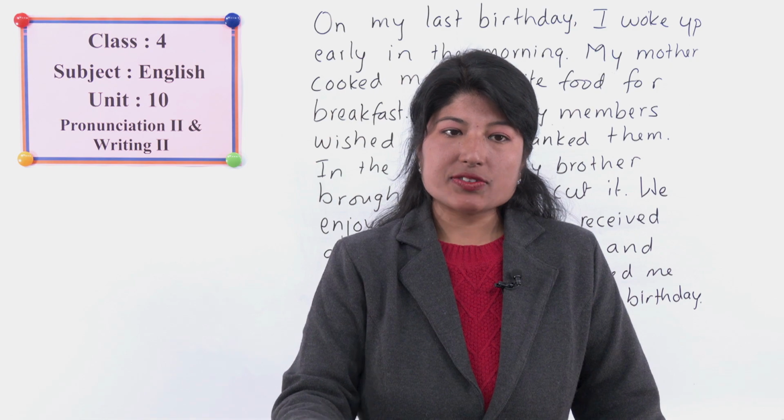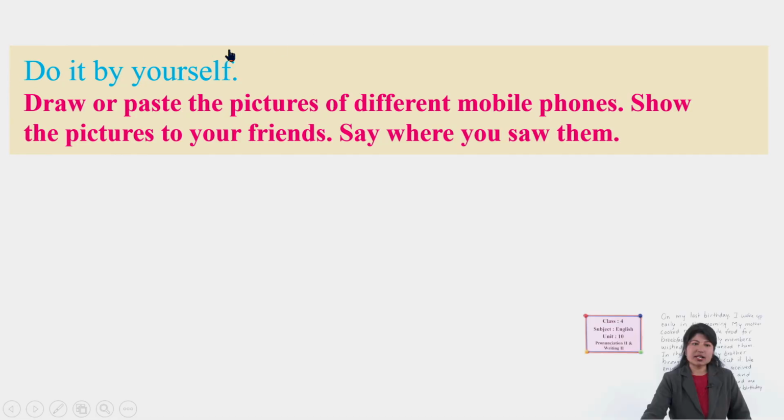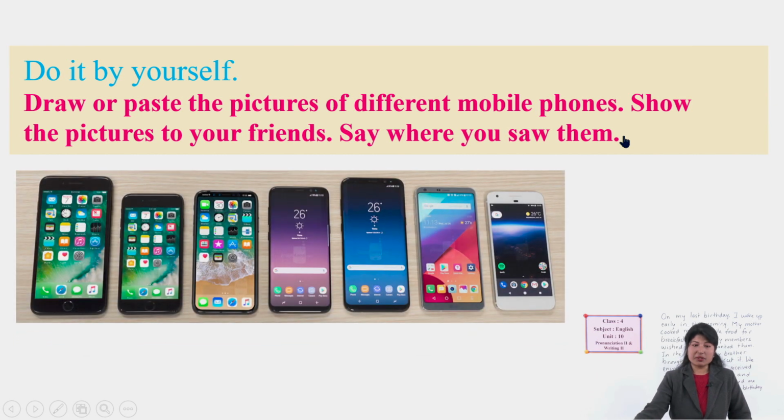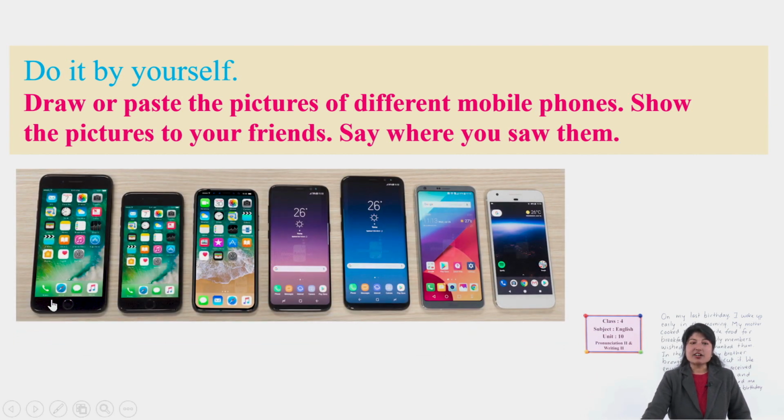The final activity we have is do it by yourself: draw or paste the pictures of different mobile phones. Show the pictures to your friends, say where you saw them. You bring lots of pictures of mobile phones from different places and then you share about where you saw them and more about mobile phones' uses. Okay, you can talk a lot about it.